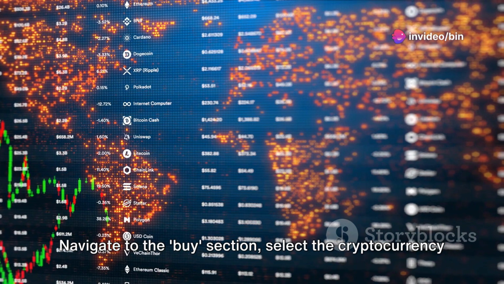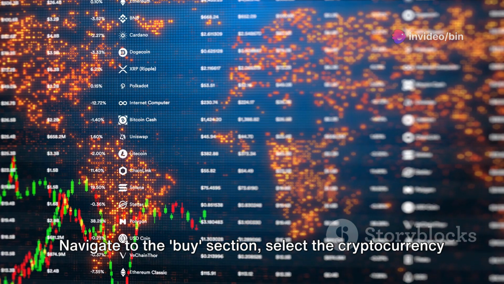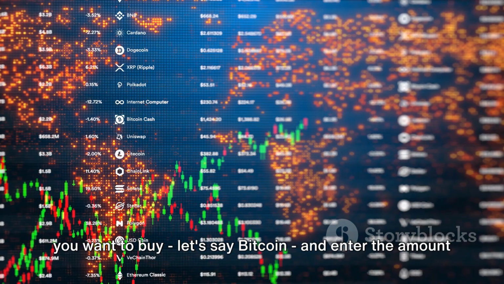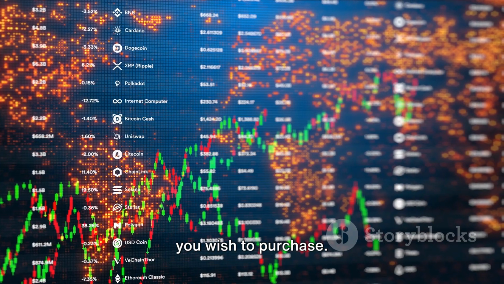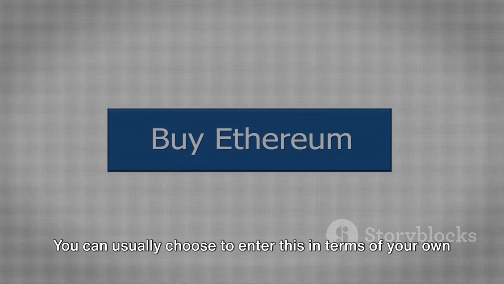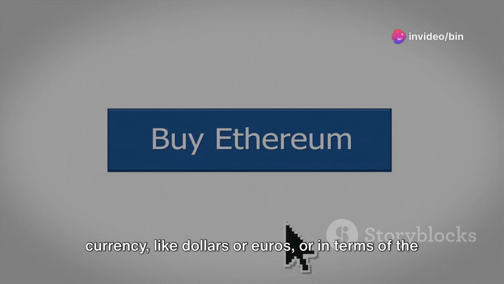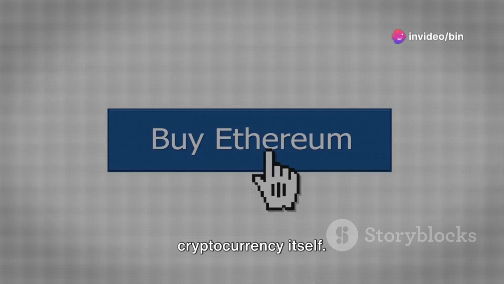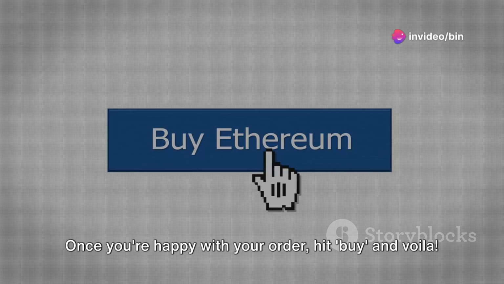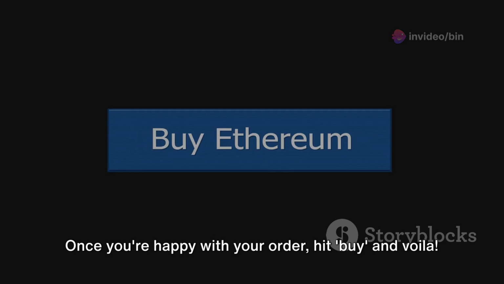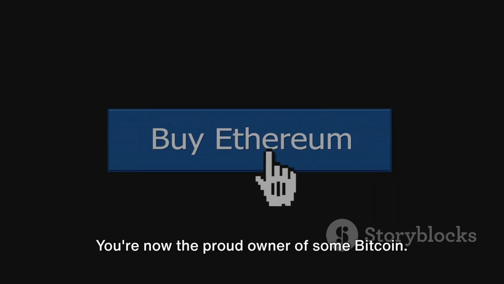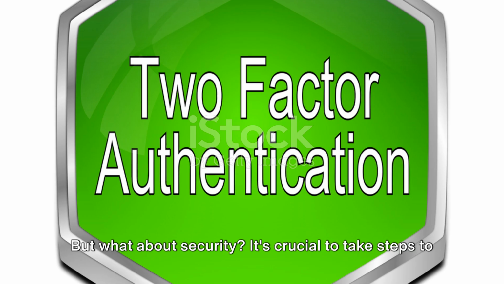Navigate to the Buy section. Select the cryptocurrency you want to buy, let's say Bitcoin, and enter the amount you wish to purchase. You can usually choose to enter this in terms of your own currency, like dollars or euros, or in terms of the cryptocurrency itself. Once you're happy with your order, hit buy and voila, you're now the proud owner of some Bitcoin. But what about security?